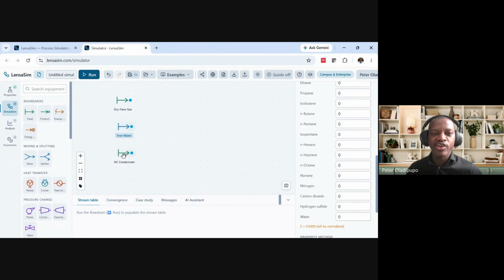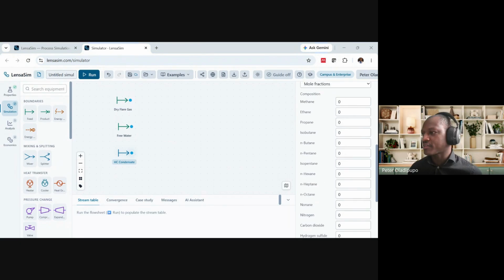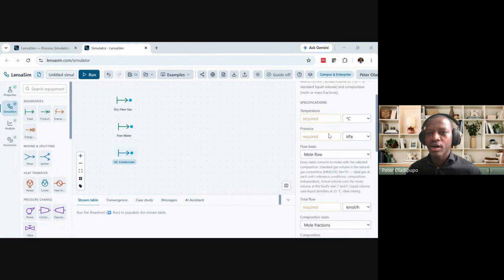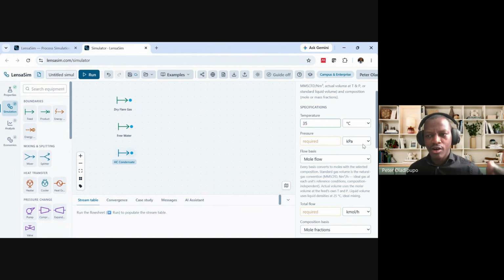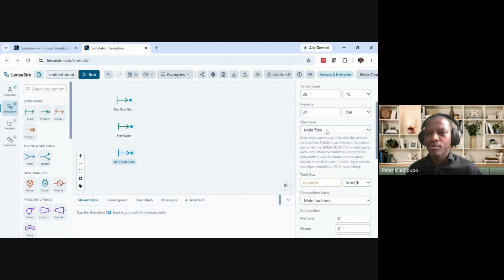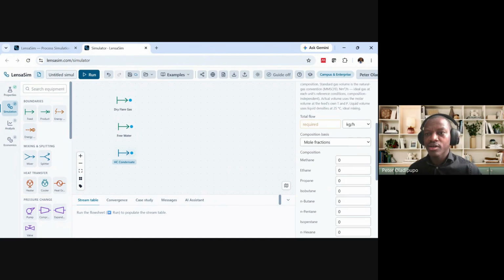Then the hydrocarbon condensate essentially will be the heavier hydrocarbons. So that also we need to specify. What do we have for the specification? Also at 35 degrees Celsius, coming in at 31 bar, as with the others, on a mass flow basis, as heavy liquid, and it's coming at a feed flow rate of 150 kilograms per hour.